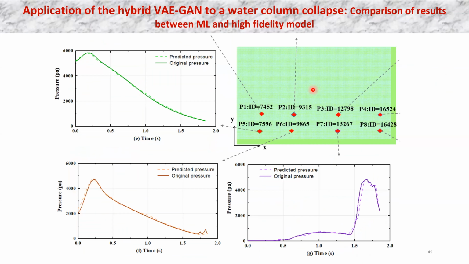And again, we compare our results at different locations. You can see this result comes from these locations. The solid line represents the results from the physical model and the dashed line represents the results from the machine learning model. You can see they match very well. And this one comes from this point, where there is a slight difference, but still it's a very good result.